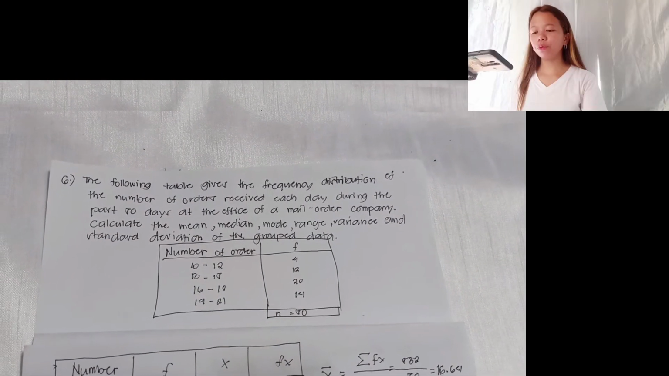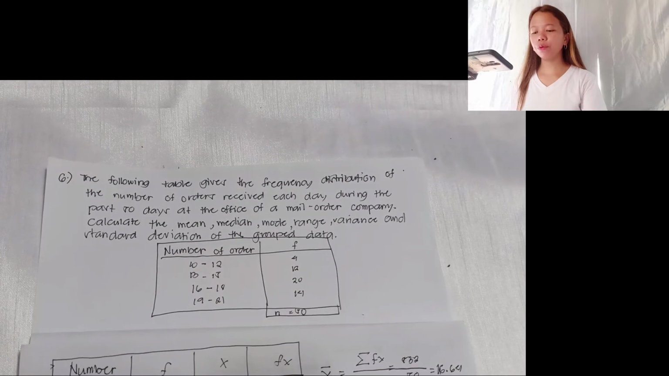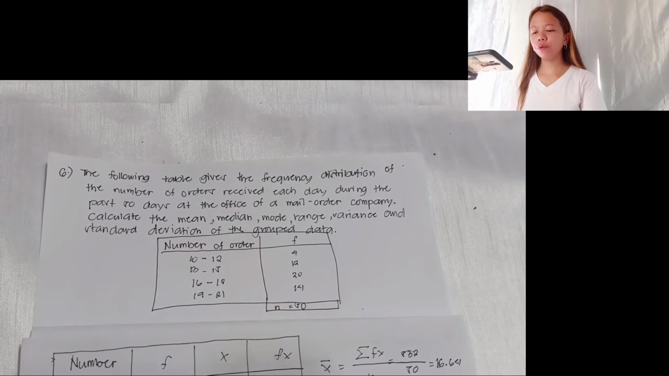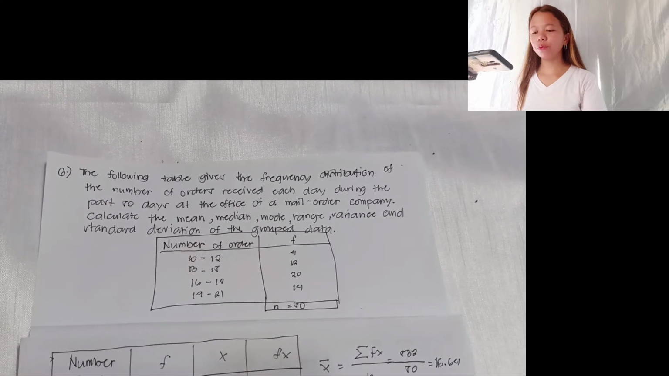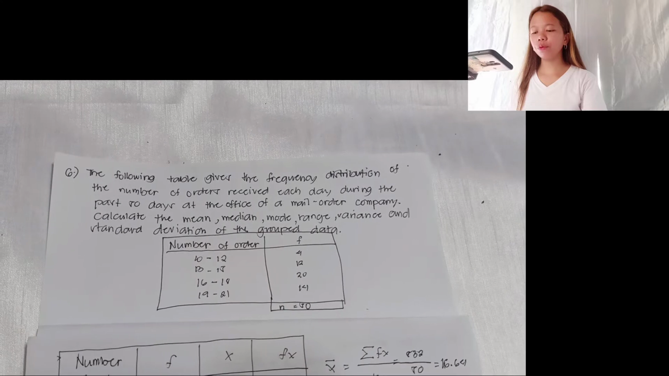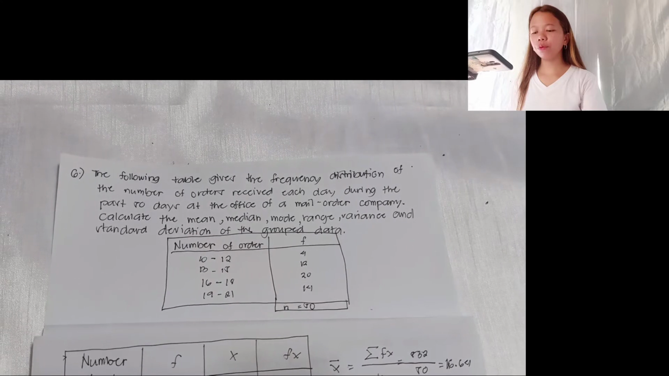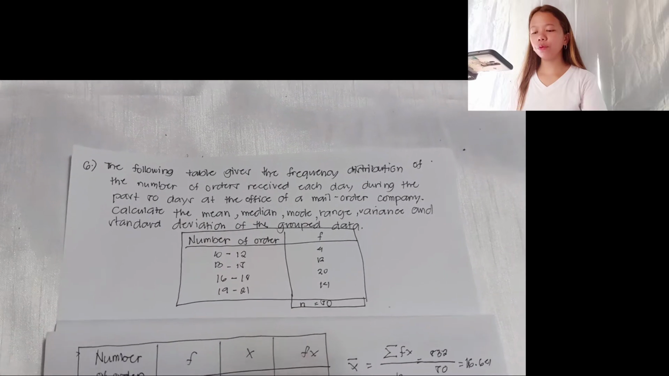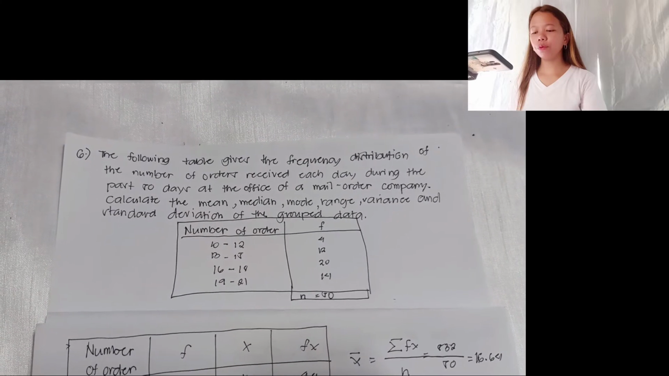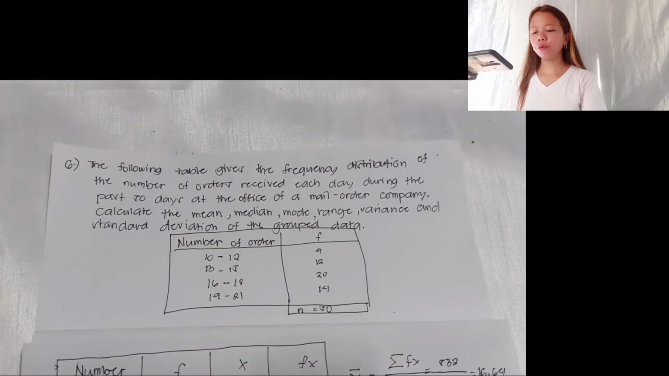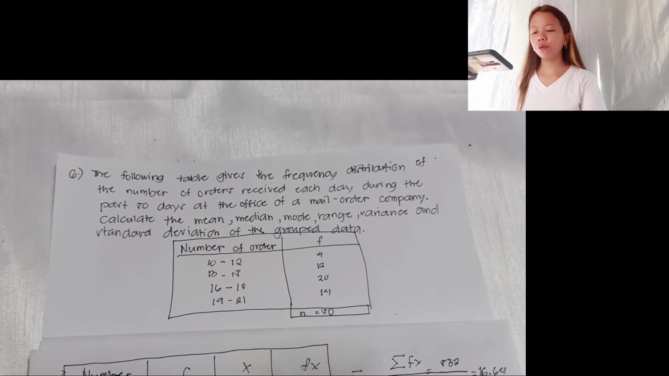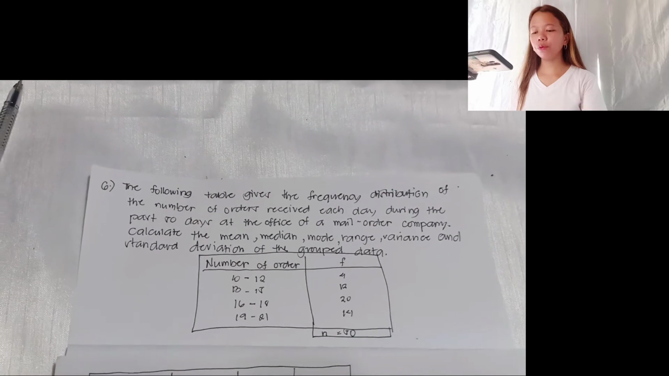Question number 6. The following table gives the frequency distribution of the number of orders received each day during the past 50 days at the office of a mail order company. Calculate the mean, median, mode, range, variance, and standard deviation of the grouped data. So, these are the given. Number of orders 10 to 12, 13 to 15, 16 to 18, 19 to 21. And the frequency is 4, 12, 20, 14. And its sum is 50.